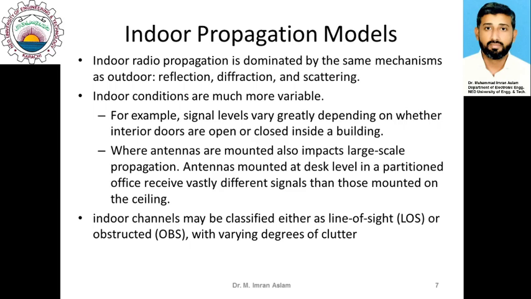Moreover, the indoor propagation also depends on the antennas, how the antennas are mounted in an indoor environment. They also affect the overall propagation. You can take an example that if we compare an antenna which is mounted at a desk with an antenna which is mounted on a ceiling, you would see that in both cases the signal strength at the receiver side at an equal distance would be different. So the propagation for both types of antenna would have different effects.